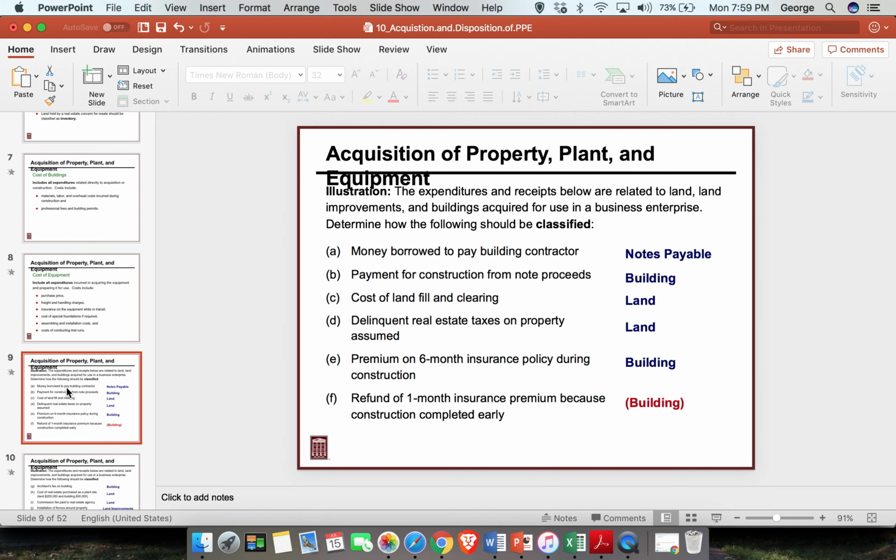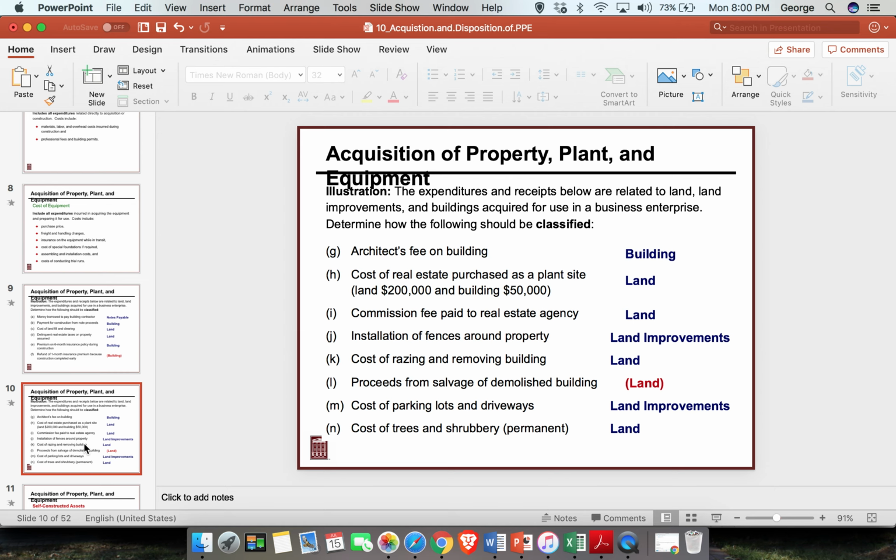Cost of landfill and clearing as part of the land. Delinquent taxes on property assumed. So sometimes we have to do that in taking possession of the land. So that would be a charge to the land. Premium on a 6-month insurance policy during construction. So we're building the building ourselves, and we have a 6-month insurance policy. We can charge that insurance policy to the building. We don't have to charge it to insurance expense. We can capitalize it, and according to GAAP, we can charge it to the building. If we get a refund of part of it back, though, we need to reduce the amount that was capitalized as part of the building.